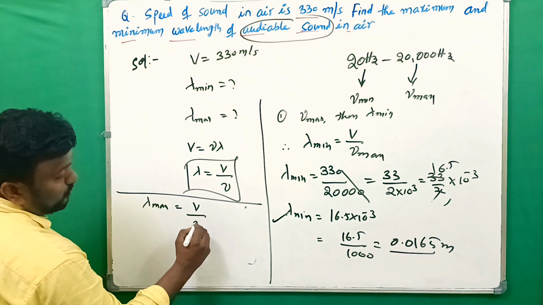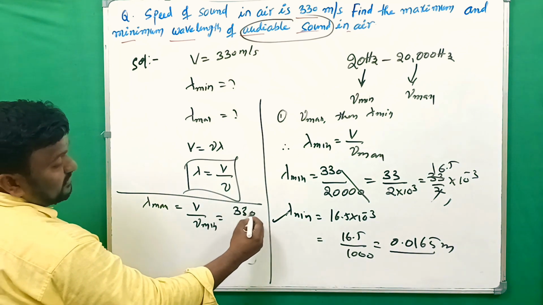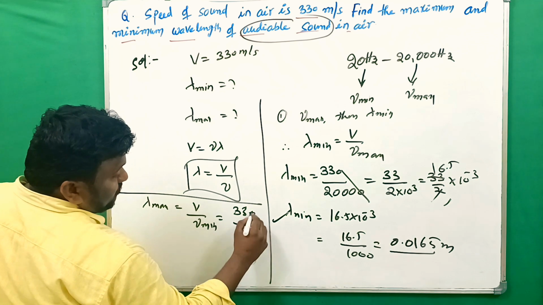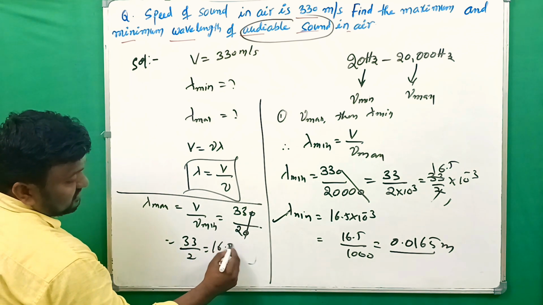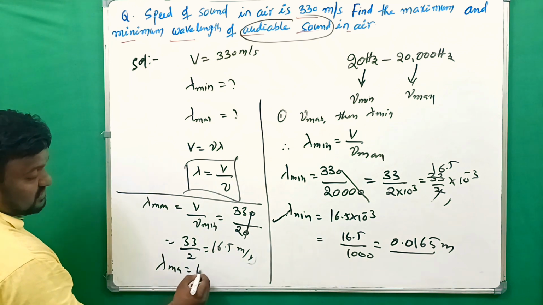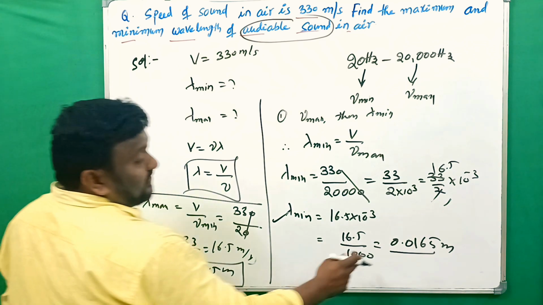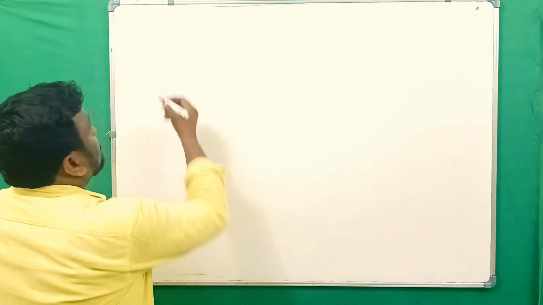For that, lambda maximum is equal to v by nu minimum, since frequency is minimum. The v value is 330, and nu minimum is 20 hertz. So it is 330 by 20, that is equal to 16.5 meters. Therefore the maximum wavelength is 16.5 meters, and the minimum wavelength is 0.0165 meters.